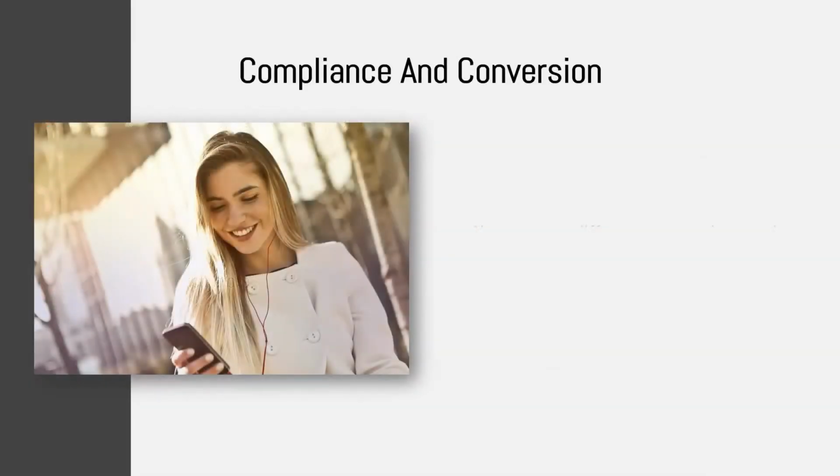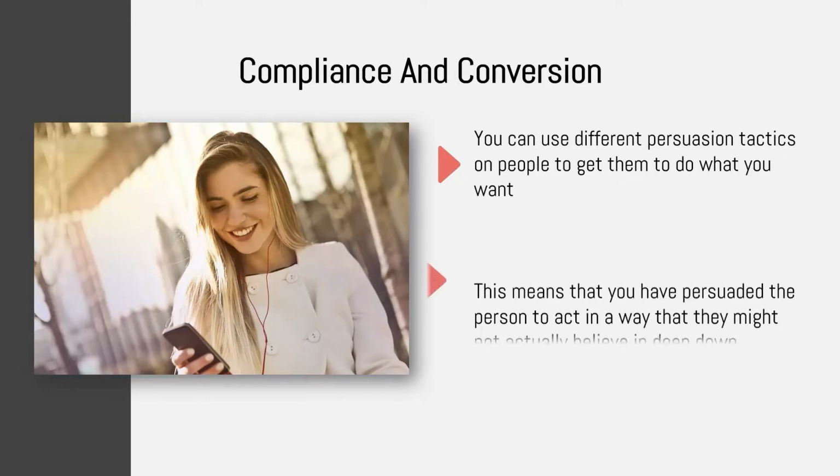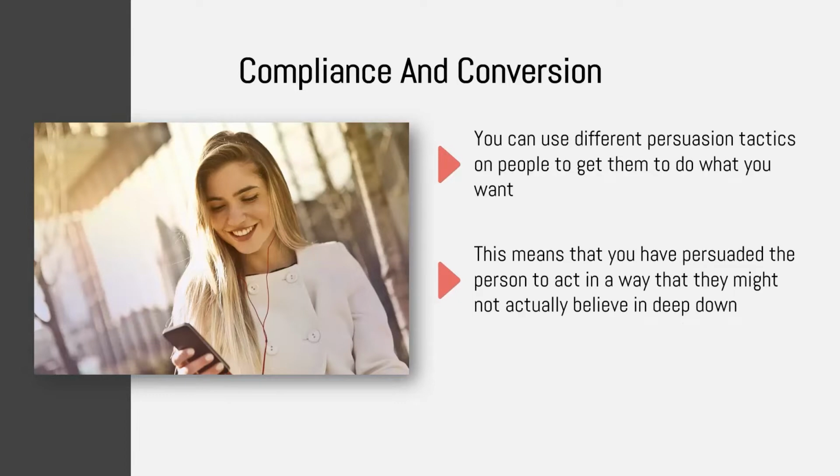Compliance and conversion. You can use different persuasion tactics on people to get them to do what you want, but it is very unlikely that their belief systems will be affected by this. What you have really done is impact their thought process and nothing else. This means that you have persuaded the person to act in a way that they might not actually believe in deep down. They have complied with you for a variety of reasons, such as short-term reward or conforming to social norms. With conversion, you have a lot more power.